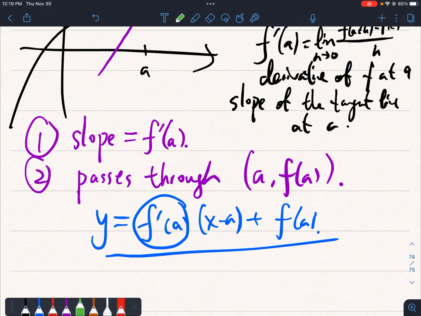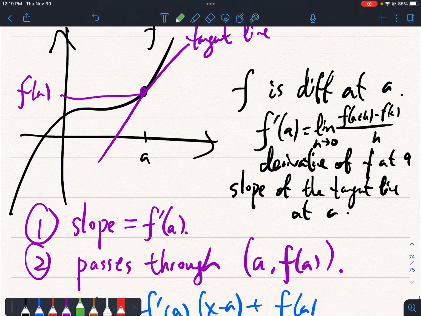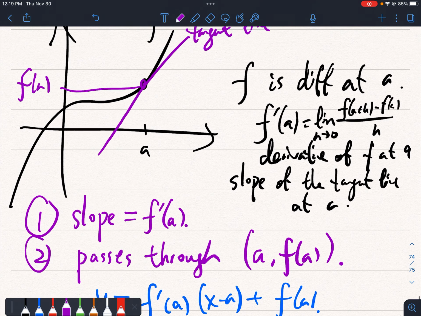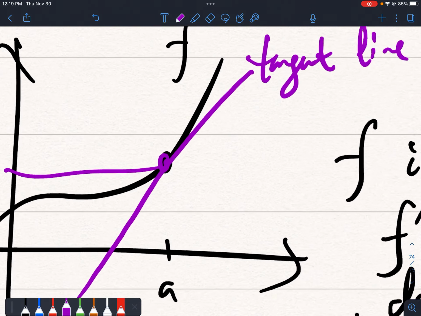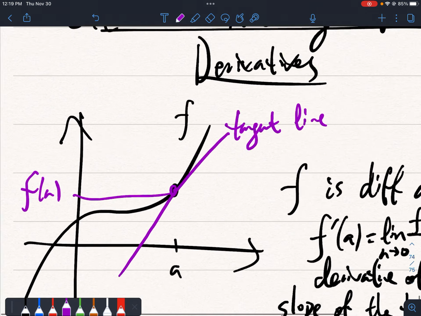So I think you should be comfortable with that. I mean, if it has a slope, then just write the slope here, and if it passes through the point, then you just write x minus this x value and then plus the y value. So this is how you do it. So this is the expression of the tangent line.